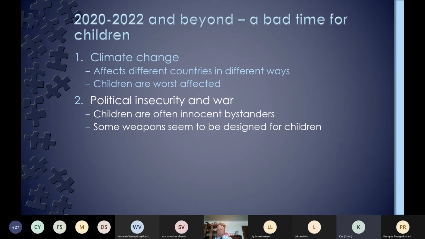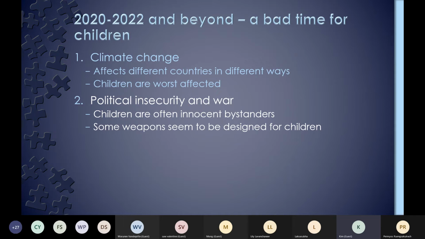Sadly, in a lot of places in the world now, this problem is accentuated by political insecurity and war. Now, we often see children mentioned in the statistics reporting from different war zones as innocent bystanders. Oh, some children were also injured or killed, or something like that. But I would put it to you that there are actually weapons that seem to be designed as anti-personnel weapons, and those anti-personnel weapons are particularly lethal for children.